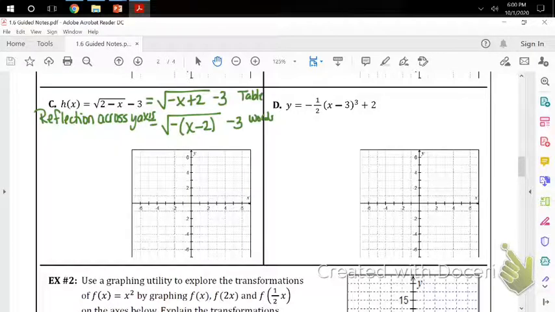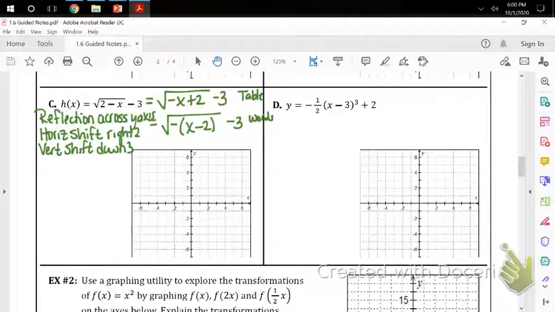And what is the minus 2? Well, it's inside with the x, so it's going to be a horizontal shift. It's being subtracted, and minus 2 is going to go to the right 2. And then what does the minus 3 at the end do? Well, it's not with the x, it's vertical. It's being subtracted, so it's a shift. Vertical shifts go up or down, and since it's minus 3, it's going to go down 3.